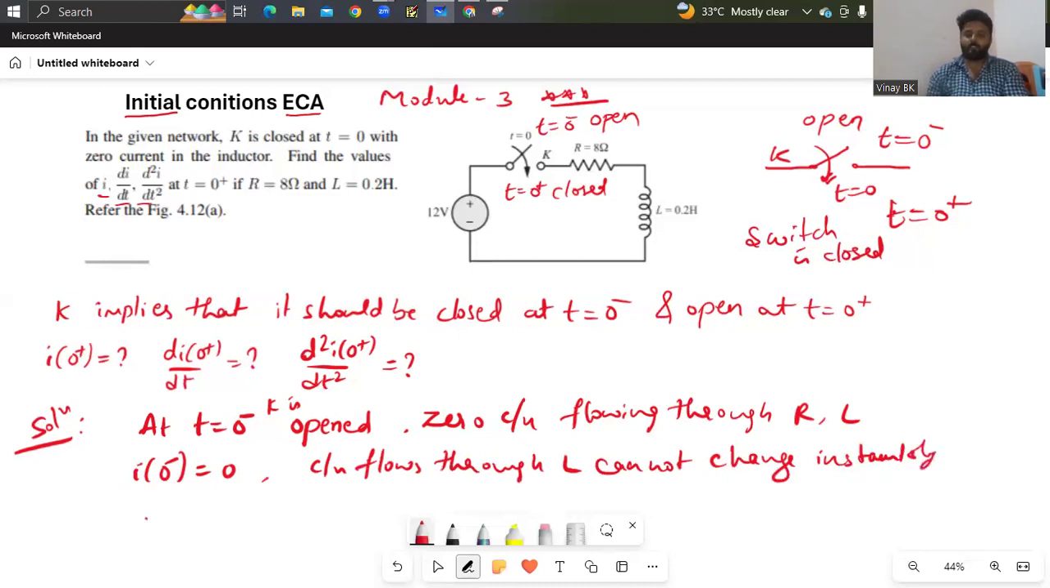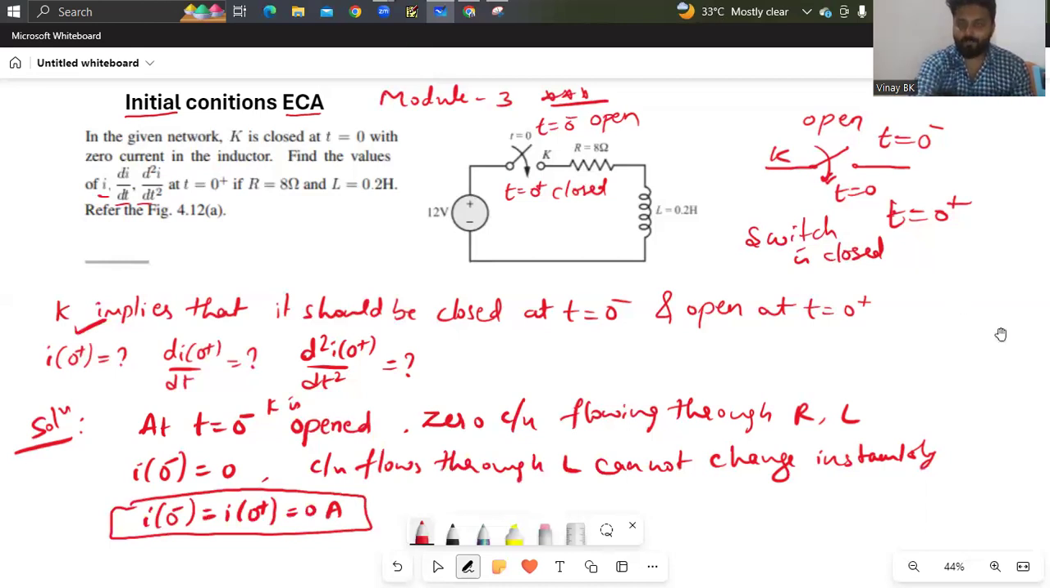Therefore, I of 0 minus equals I of 0 plus. What is the value of I of 0 minus? That will be 0 amperes. This is I of 0 plus. That is the first condition that they asked. I of 0 plus value will be 0.